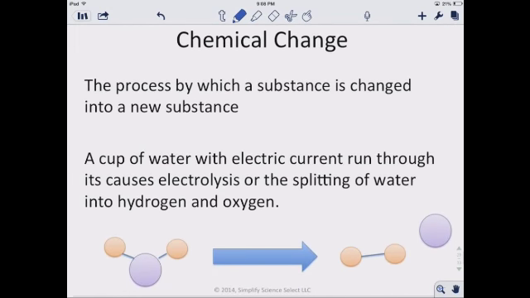Those are some evidences for a physical change. Now, chemical change, on the other hand, is the process by which a substance is changed into something new. So once that acetic acid was mixed with that calcium chloride and baking soda, it changed those into something new. If we run an electrical current through a cup of water, it causes what we call electrolysis, and it'll break it apart. This is H2O, this over here would be hydrogen gas, and this would be oxygen gas. Now, hydrogen gas and oxygen gas are much different than water, so they changed into something new. That would be a chemical change.